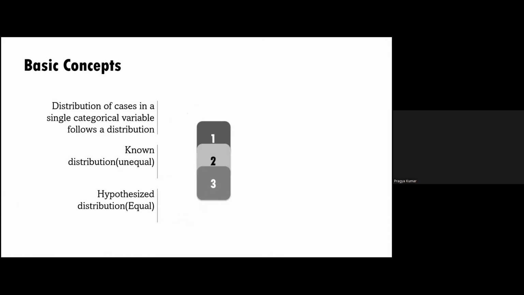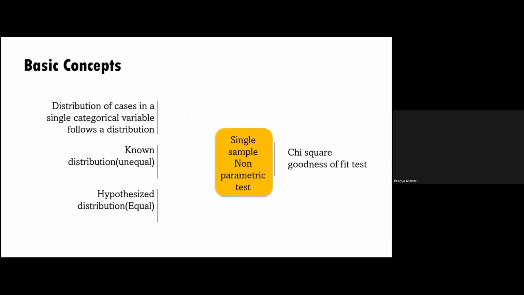So this chi-square test of goodness of fit basically tests the distribution of the cases in a single categorical variable. In this case, you have only one variable and you see whether it follows a distribution or not. That distribution can be a known distribution, in which case it will be unequal. If the distribution is not known, you take the hypothesized distribution, which is the equal distribution. All of these concepts we call a single sample non-parametric test, which is the chi-square goodness of fit test.